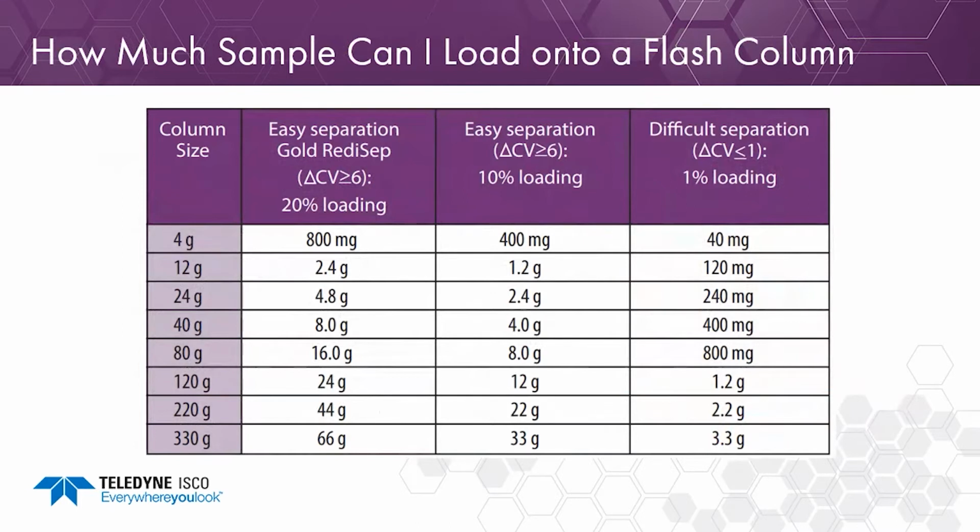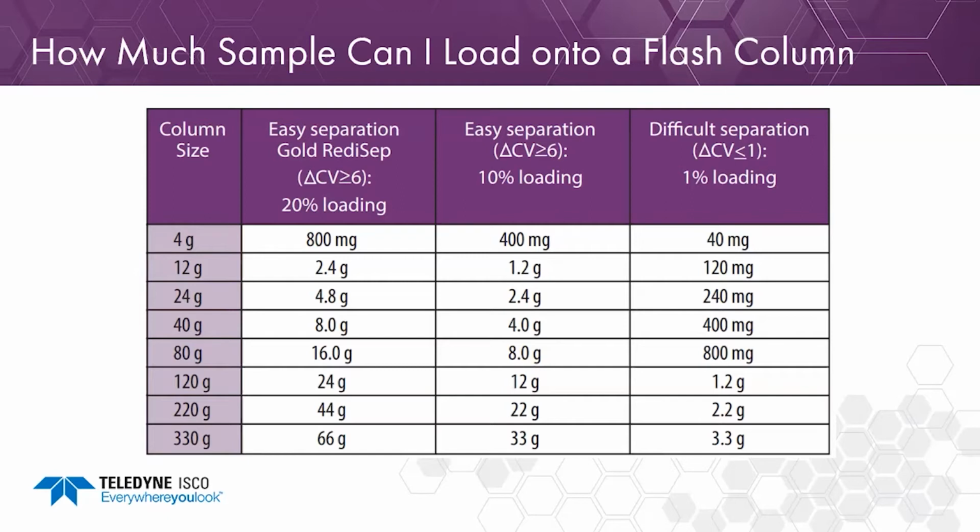So if I had a 4-gram column, I could load 800 milligrams. If I had an 80-gram column, I could load 16 grams of compound onto that column. If it's an easy separation and I'm not using gold media and I'm using regular ReadySep, then I would load half of that. So if I was using my 4-gram column, I could only load 400 milligrams, or on the 80-gram column, I could load 8 grams.